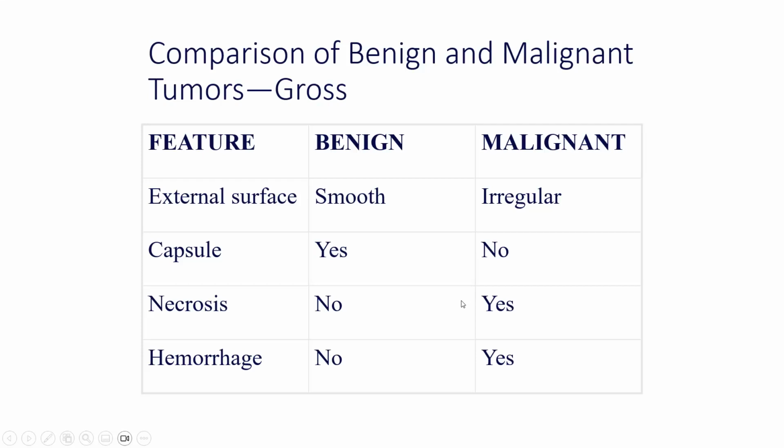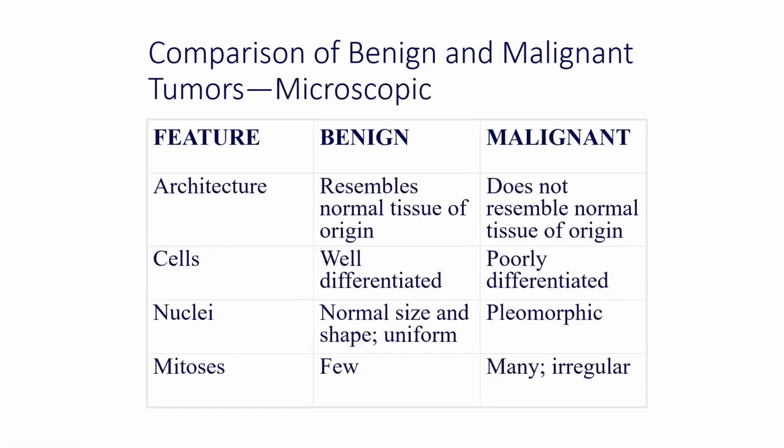Benign, you typically don't see necrosis or cellular death, while malignant you do. Benign hemorrhage, you don't typically see bleeding of any type or any type of bruising around any area. Malignant tumors, yes, you do. The architecture of a benign tumor resembles normal tissue of origin, so it looks pretty similar to what tissue produced it. In malignant tumors, it does not resemble the normal tissue of origin, so the cell shape, size, everything, all the features about the cells are different.